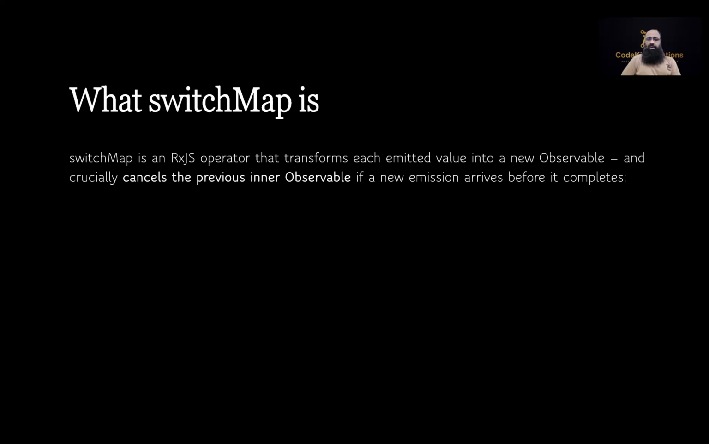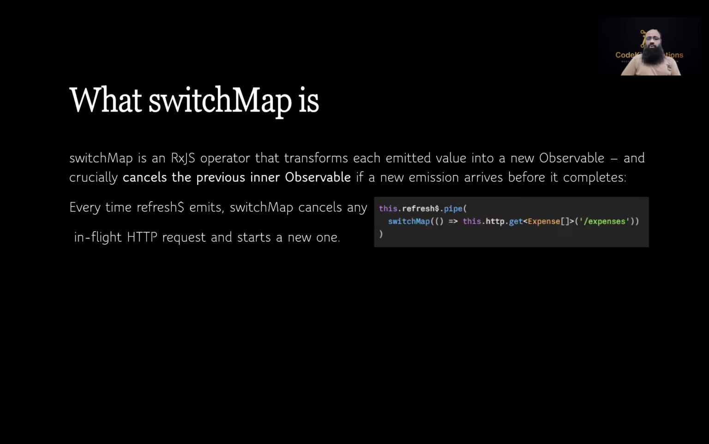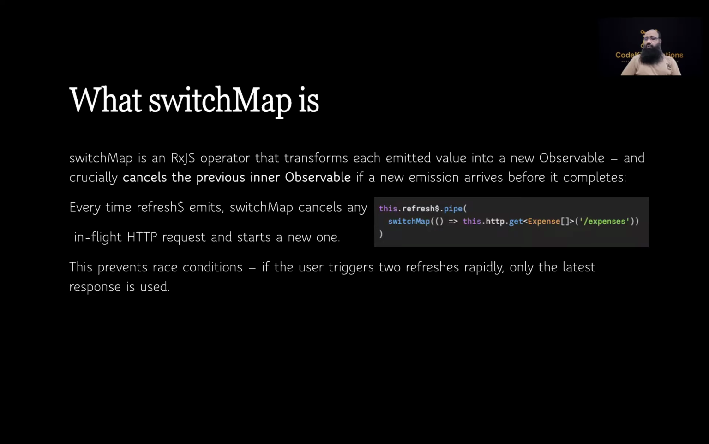What does it mean? Let's say every time the refresh observable emits, what does switchMap do? It cancels any in-flight HTTP request and starts a new one. So what does it do? Let's say there are two refreshes happening rapidly. Only the latest response is going to get used, and the previous ones are discarded.